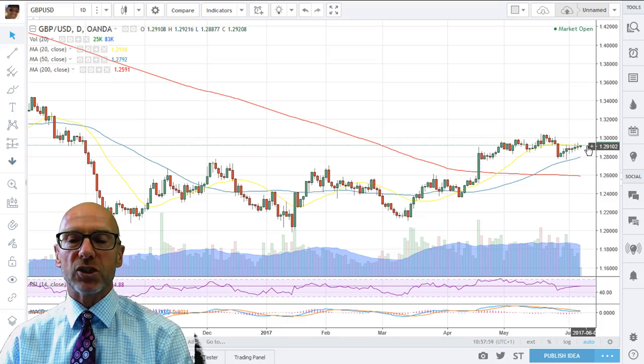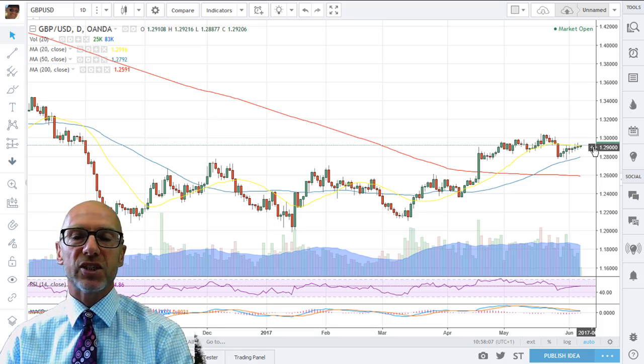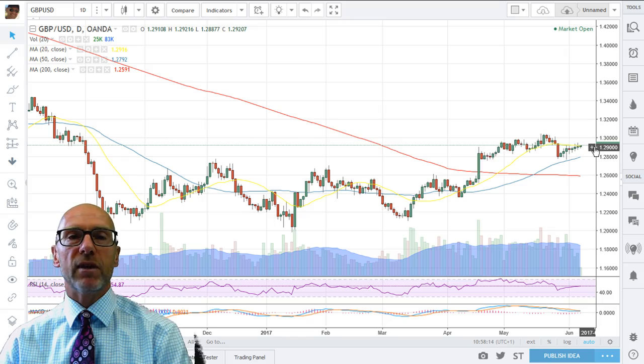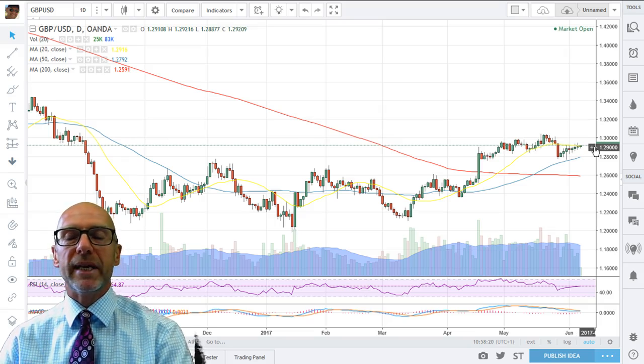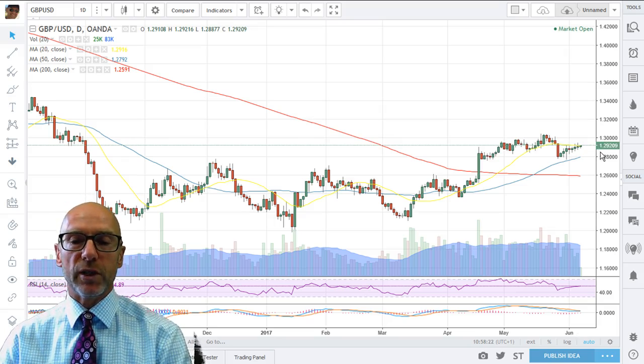The outcome of the election's obviously important. Over the last week, actually, if it is a hung parliament, it's now not seen as negative for the pound as it was perhaps 2 or 3 weeks ago, in that if it's a hung parliament, more chances of a softer Brexit, which may be more beneficial, who knows.